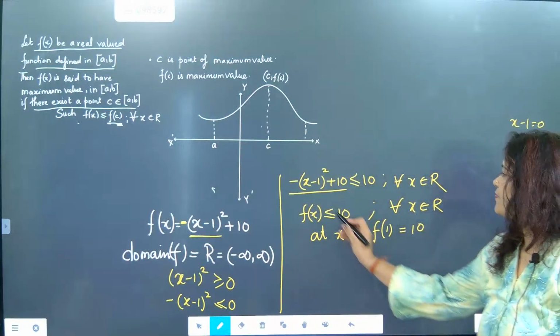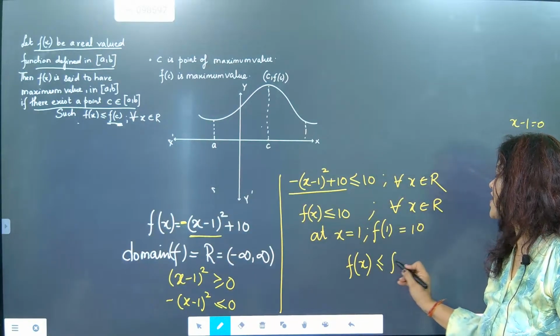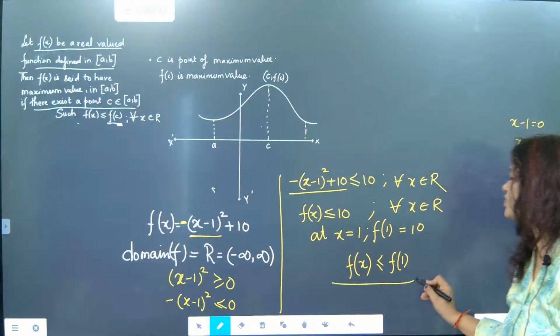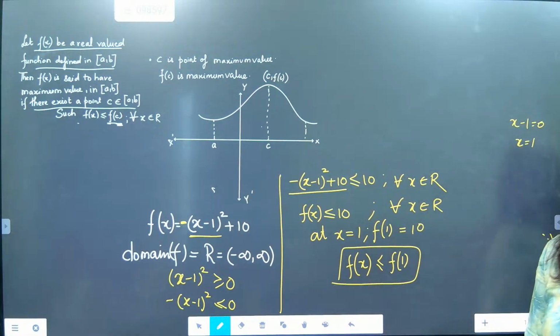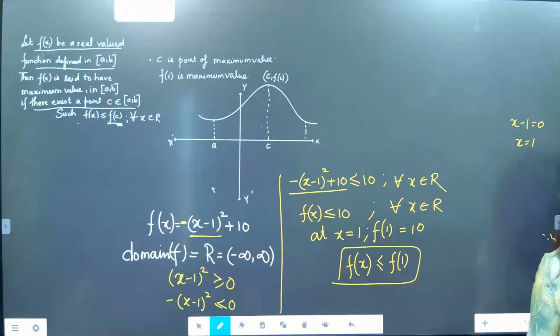So now look here, beta. What are we going to write? F of x is less than or equal to f of 1. Bingo. This is the condition. That means what is your c here? Can anybody tell me what is your c here? 1. And what is f of c? F of 1. And what is the value of f of 1 here? 10. And 10 is the maximum value.